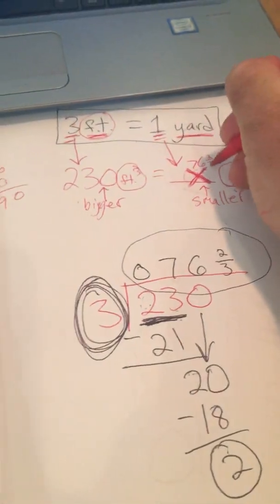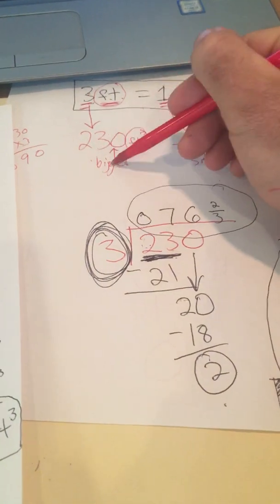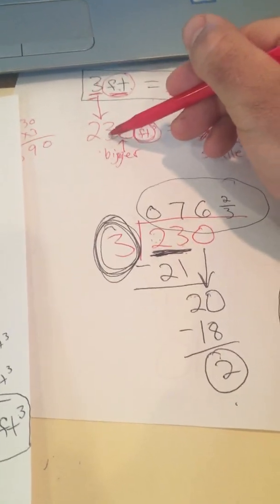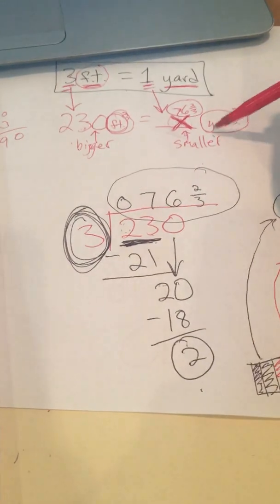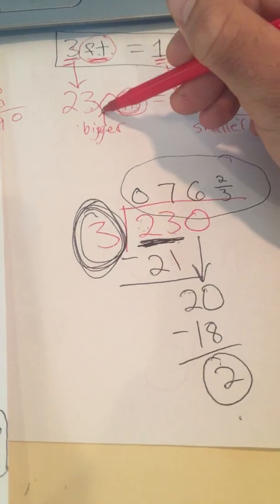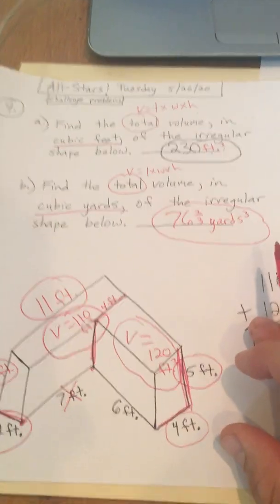So then we've got to check. Remember I said it's got to be smaller. So if our answer is 76 and 2/3, that has to be smaller than the number of feet. Because feet is a smaller unit, you need a bigger number of them. You need more of them to be equal to a bigger unit; you need less of the bigger unit. You need a smaller amount of them. So 230 is bigger than 76, so we went the right direction, and we are in good shape.